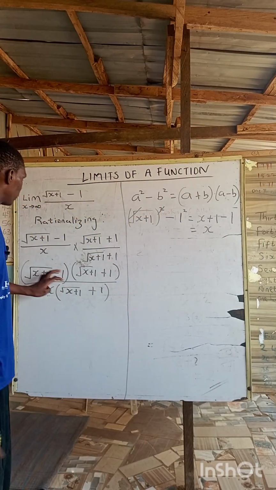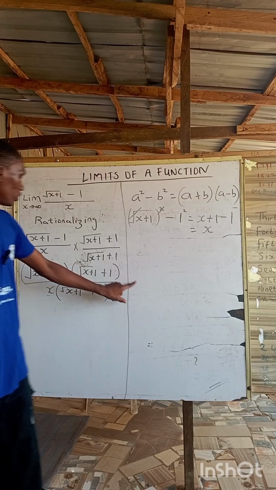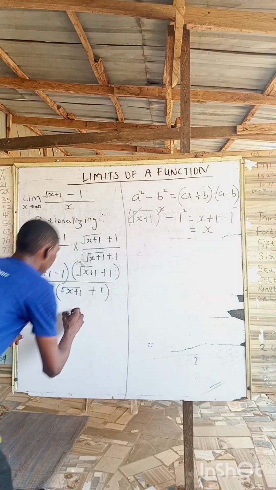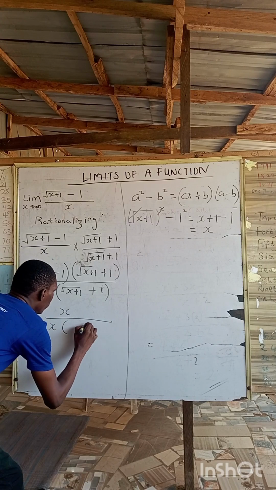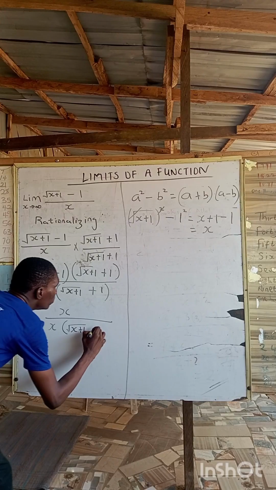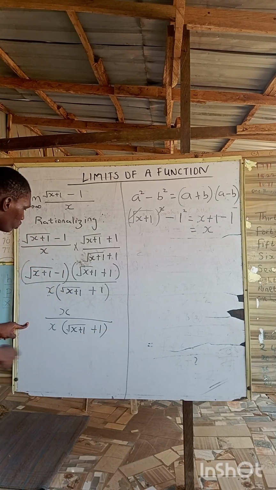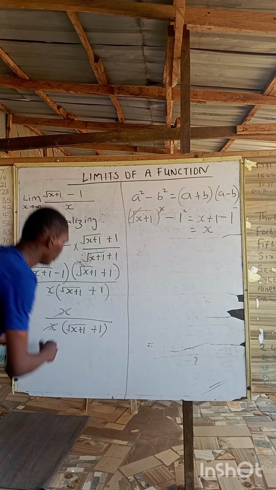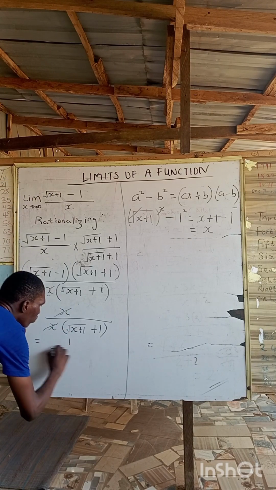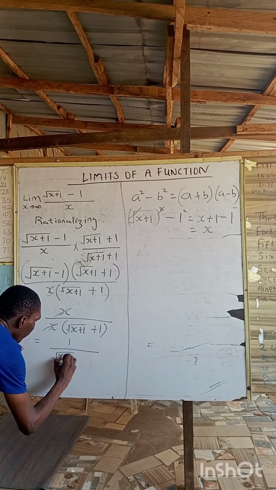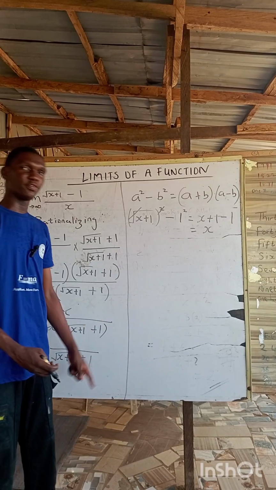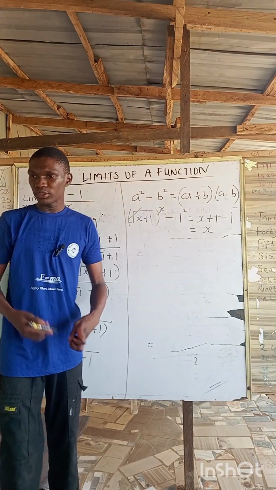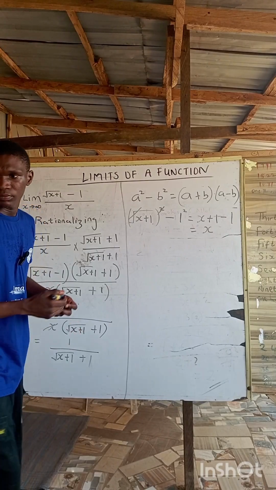So we can now say that this numerator gives us x. So we can say that x over the denominator, x plus 1 plus 1. Therefore this x can cancel this x, so we are left with 1 over root x plus 1 plus 1. All right, so we can now input infinity into our given function.